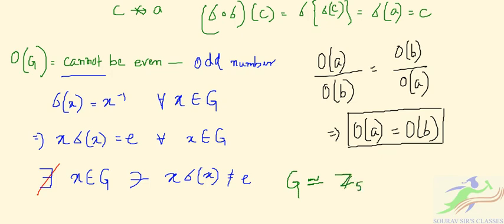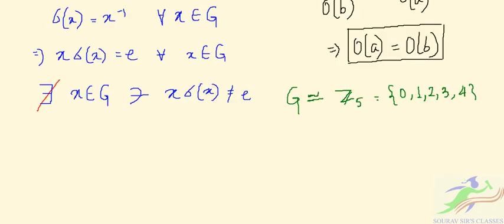Okay, so how many elements are there? This is 0, 1, 2, 3, 4, right? Here you can find the inverses. 0 is the identity element, that is E. So if we do 1 inverse, what will come? It will be 4. So 2 inverse will be 3. It will go like that.